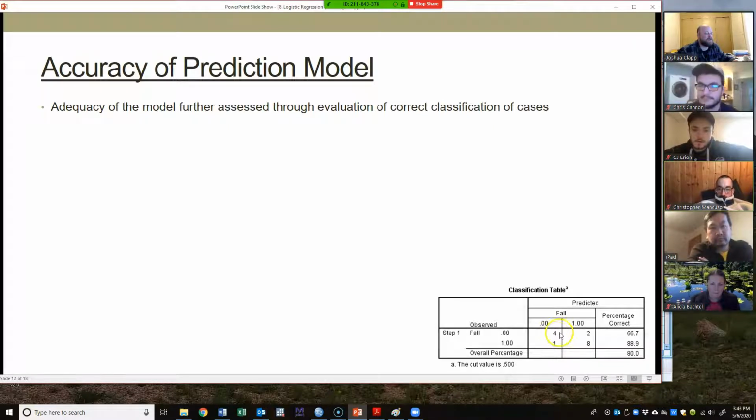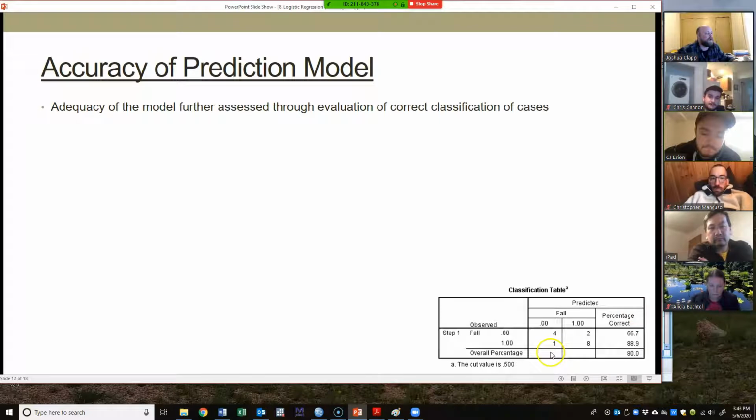This is a true negative. This is a true positive. Here, this is what we would call a false positive. CJ, why are we calling this a false positive? Because you found something, but there's actually nothing really there. Yep, I predicted a fall when that person didn't fall.